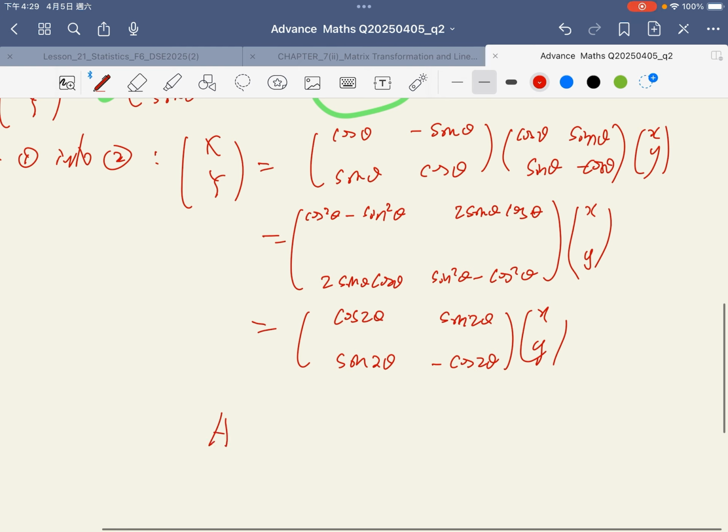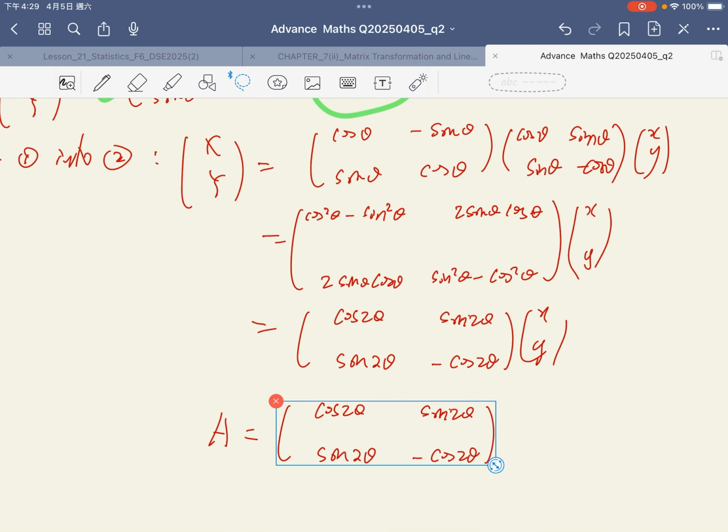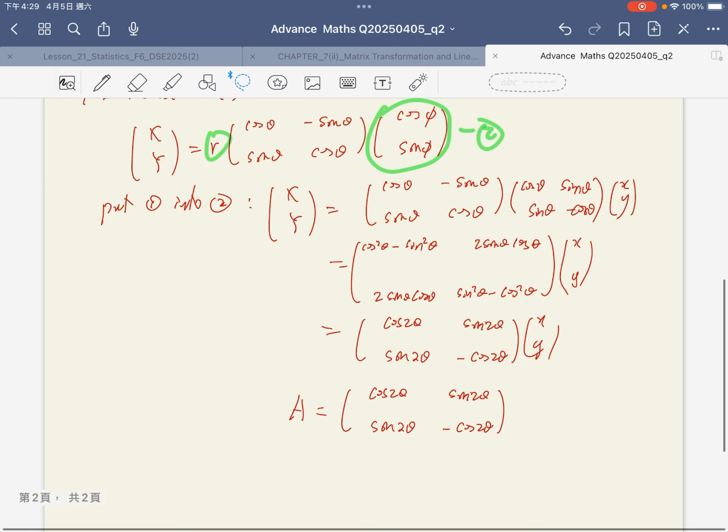Therefore, in this case, the reflection matrix about y equals tangent theta times x is equal to this matrix. That is the proof of the reflection matrix.